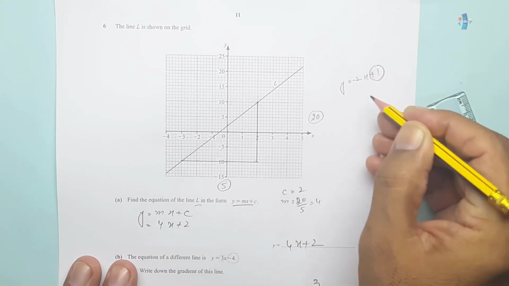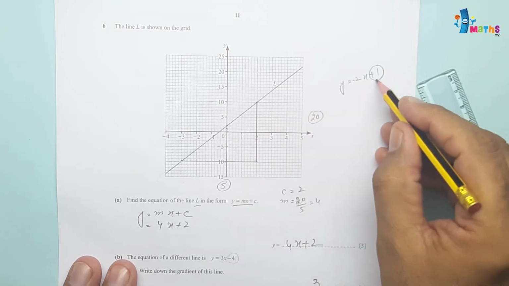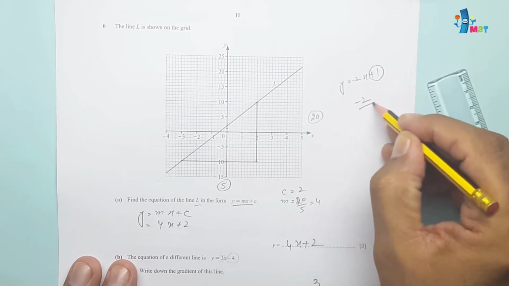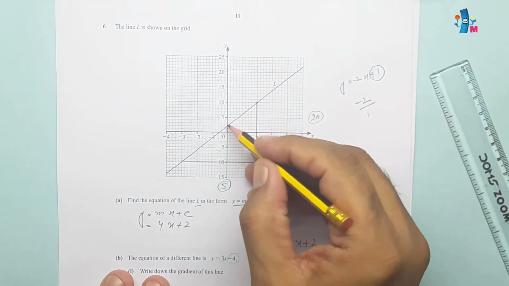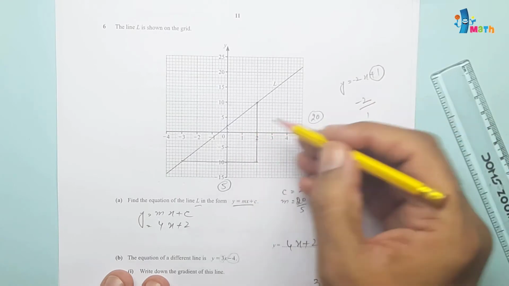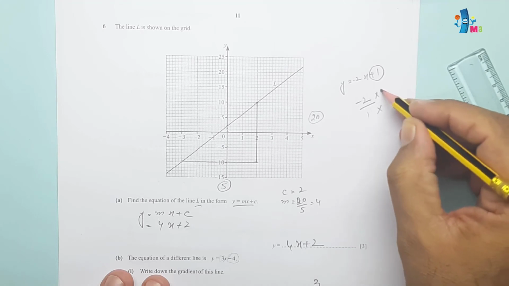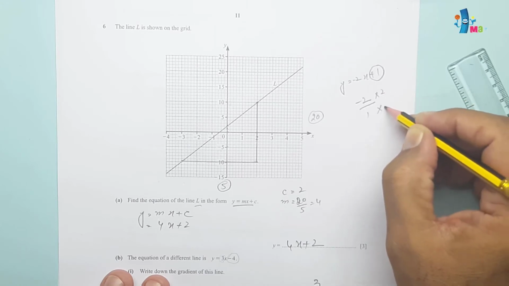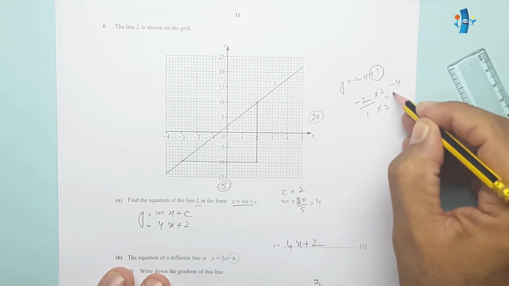It means it's passing through 1, and 1 point is this one. So 1 point is this one, and gradient is minus 2. We can write minus 2 over 1, and we can even multiply this because this scale is smaller. It will be difficult for you to understand, so I will multiply both by 2 to get 4 units for this one and 2 units for this one. So this will be equal to minus 4 over 2.